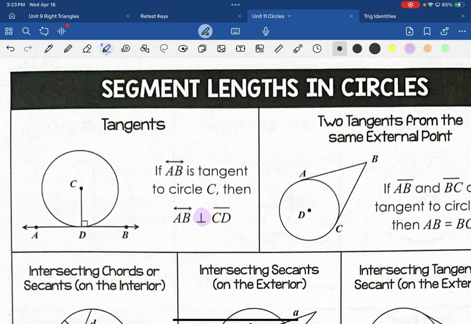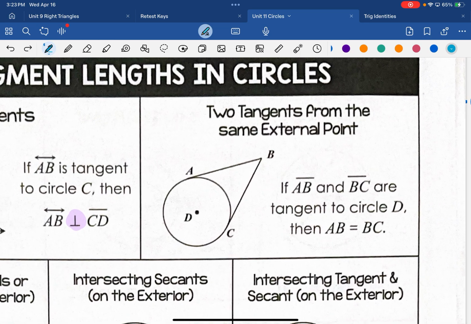And we use this rule. We talked about this on Monday. When we connect C and B or C and A, what do we make? Right triangles. And then once we have those right triangles, we can now use Pythagorean theorem.